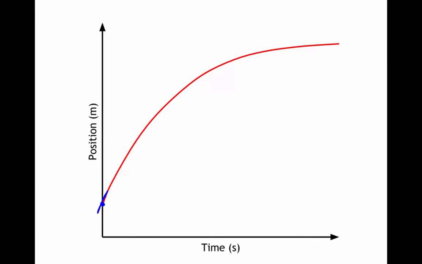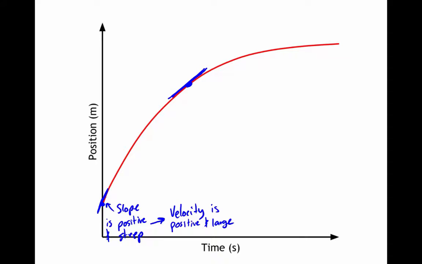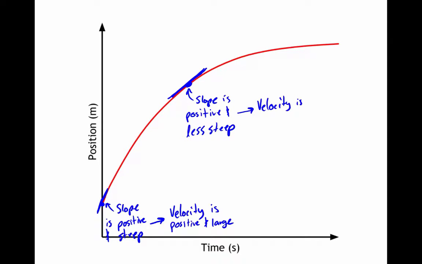Looking at this point, the slope is positive and steep. Because the slope is positive, that must mean the velocity at the time 0 is positive, and because it's steep, that must mean the velocity is large. Looking halfway through, I can see that the slope is still positive like we expected, but it's less steep than it was before. That must mean that my velocity is still positive, but less steep means that it must be smaller than it was before, so it must be slower.